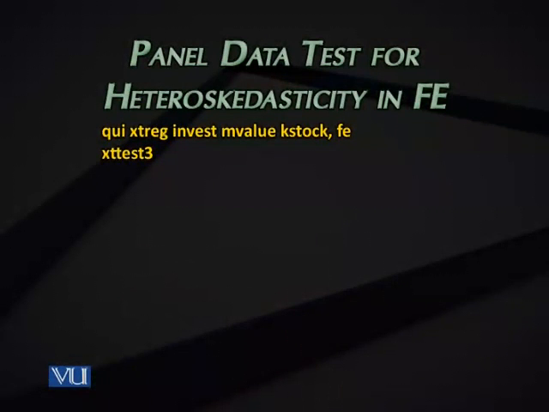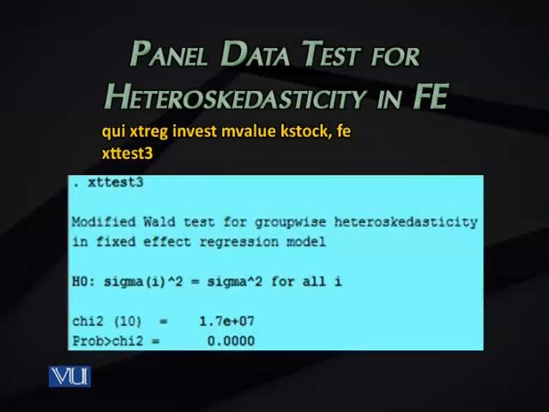Quietly xtreg invest m value k stock fe and then xttest3. This is a modified Wald test for groupwise heteroscedasticity. The H naught is, as you remember, homoscedasticity. This means there is no heteroscedasticity. This time we have a p-value, Prob > chi-square, equal to 0, which means we need to reject H naught and conclude that heteroscedasticity exists.